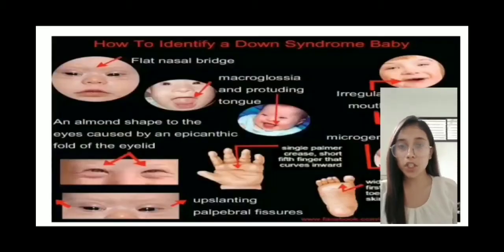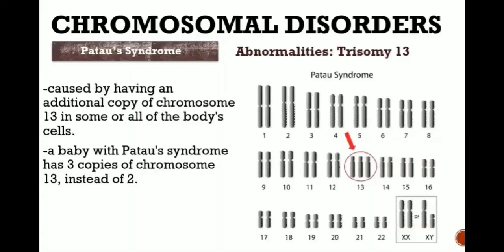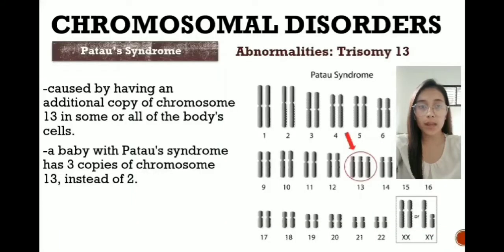And this is the identification of a baby having Down syndrome. A child with Down syndrome may also need extra help or attention in school, although many children are included in regular classes. Patau syndrome. The abnormality is trisomy 13.